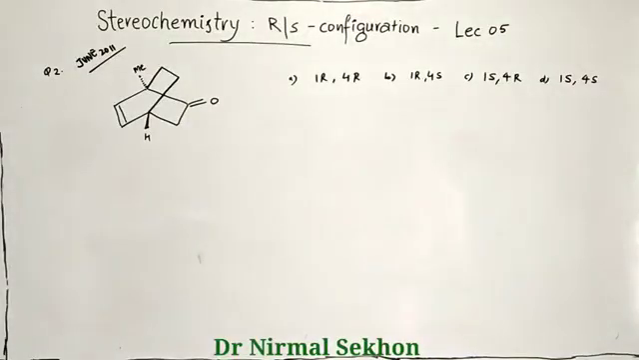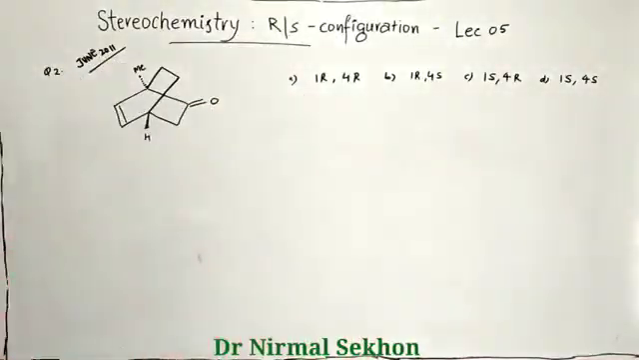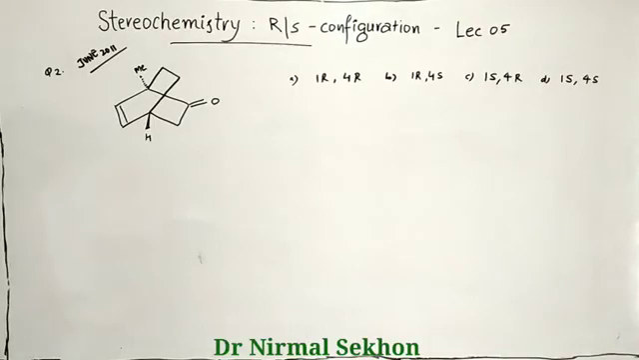Next question from CSIR UGC Net, June 2011 is this. So the question is the configuration of two chiral carbons 1 and 4. Option A is 1R4R, option B is 1R4S, like that. So first we have to find which is 1 and which is 4 according to numbering.